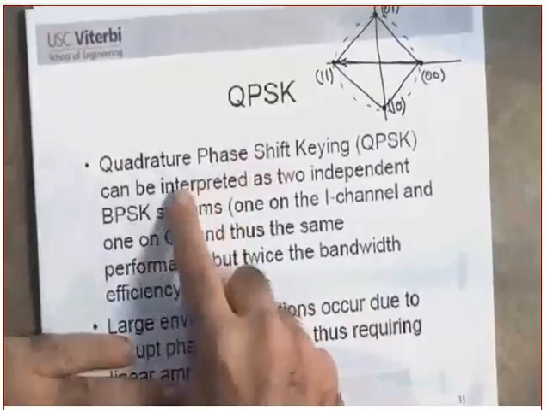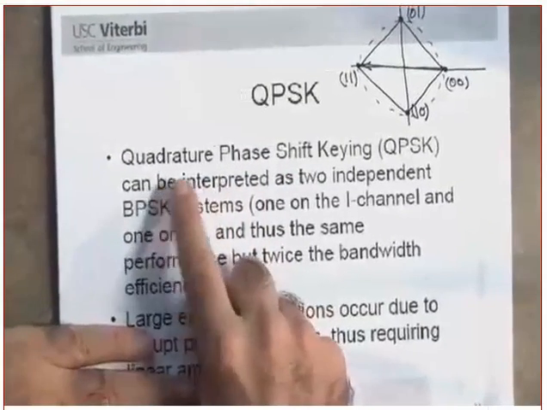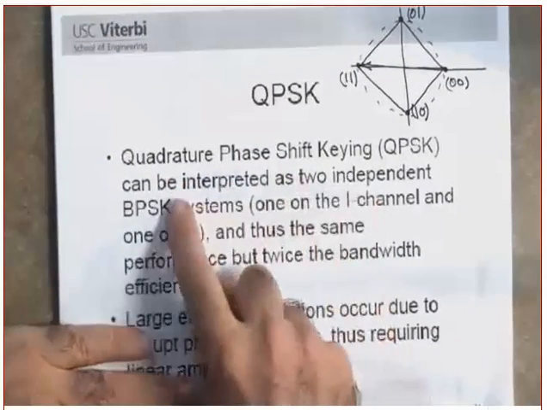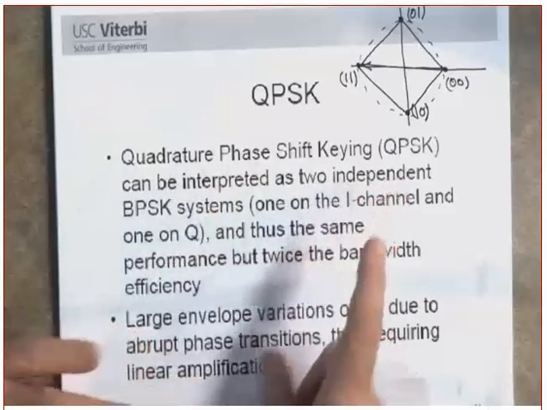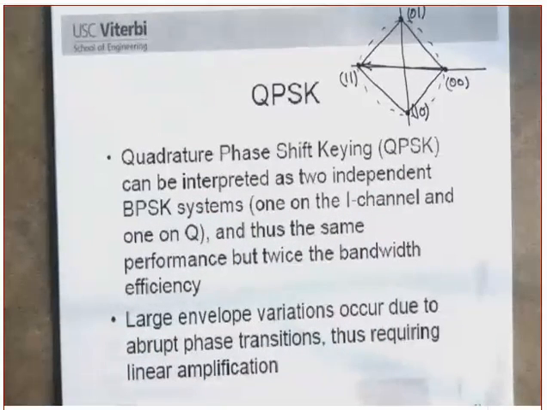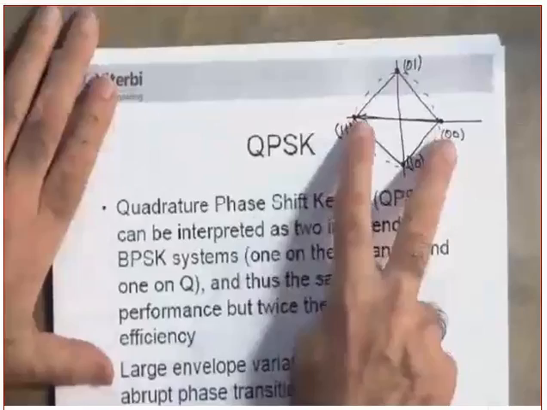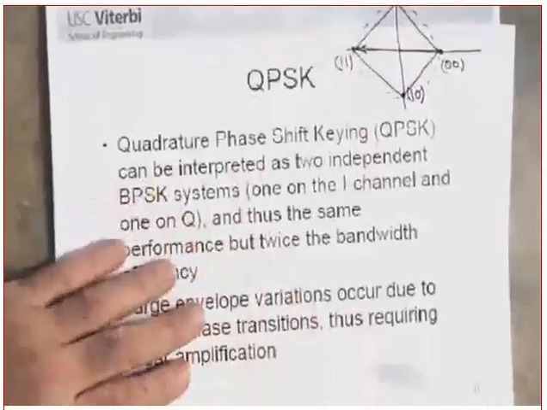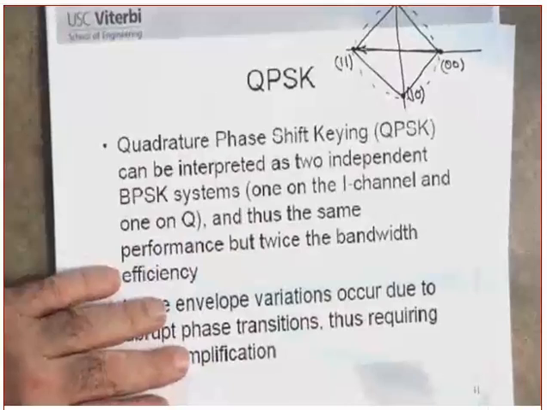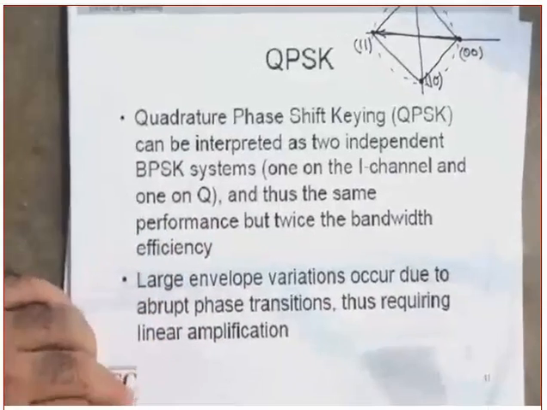Clear? Now, what does this mean? Let's see if you can tell me. It can be interpreted as two independent BPSK systems. Why? One on the I channel, and the other on the Q channel. It's the same frequency, but a different phase of that frequency.